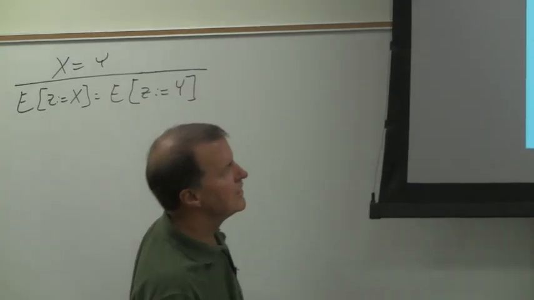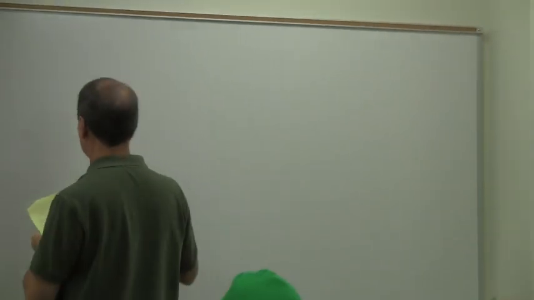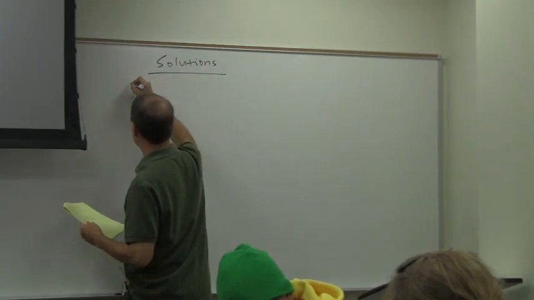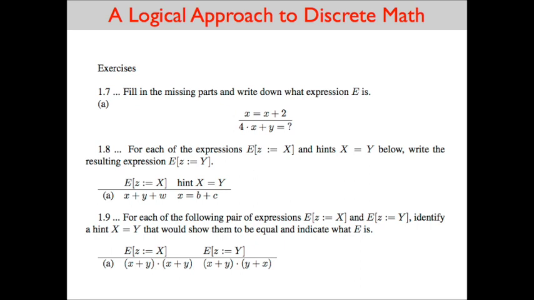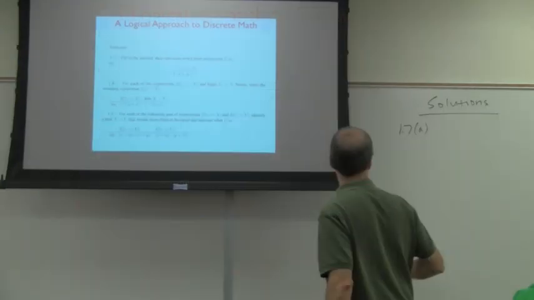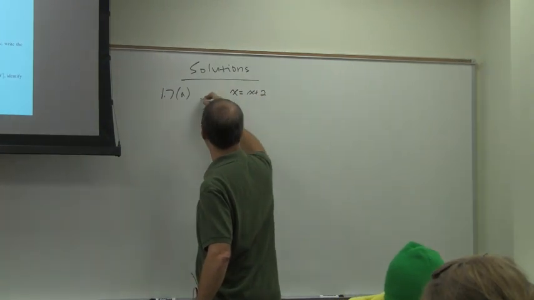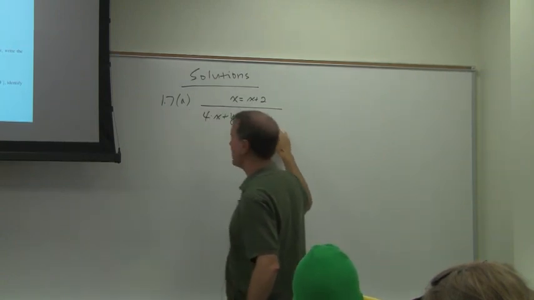But there's two parts to the question. He says, fill in the missing parts and write down what expression E is. So whenever you answer this question, here are the solutions. We'll just do part A. There are two things we have to do. We have to fill in the missing part, and then we have to write down what the expression is. So first let's fill in the missing part. Here's what you have to say: X equals X plus 2, and then here, it's 4 times X plus Y equals, and now we have to fill in the missing part.